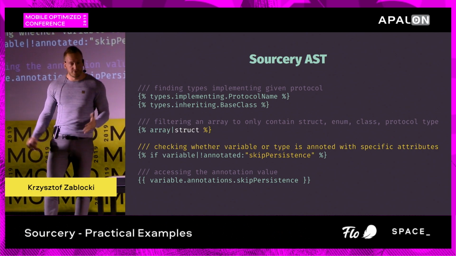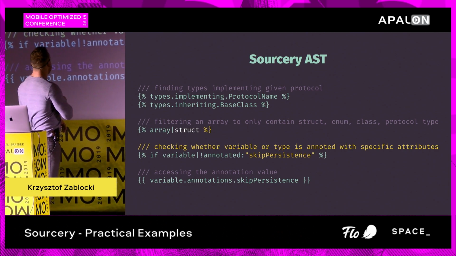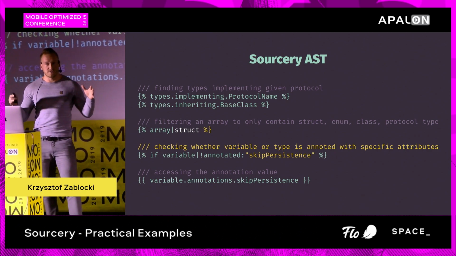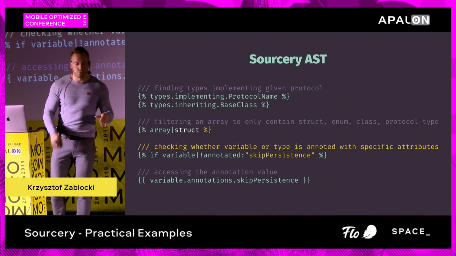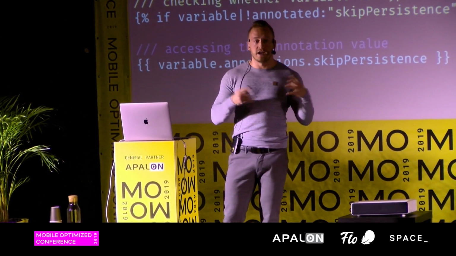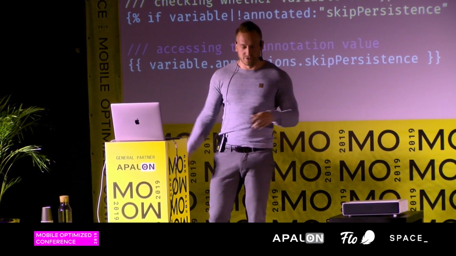Again, you use filters. So you use the pipe operator. You can take any kind of array, and you can do pipe struct, and that will narrow down the list to just structures. So if you go types implementing protocol name, pipe struct, it will have an array of structures that implement that protocol, and it will skip all the enums.